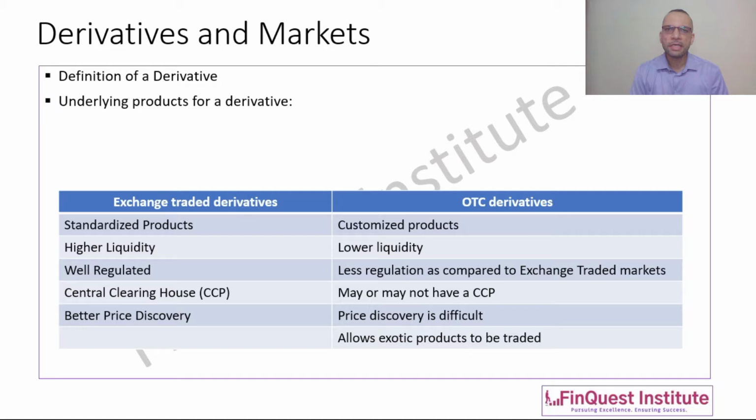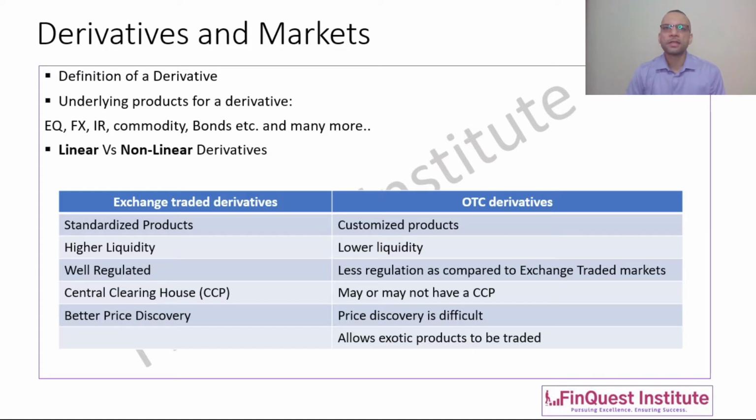So understanding the meaning of a derivative first. A derivative is defined as any product which derives its value from an underlying asset. So the movements in the underlying product are going to cause the price of the derivative to move. Which products can act as underlyings? You could have a host of products. It can be equities, foreign exchange, interest rates, commodities, bond prices, etc.